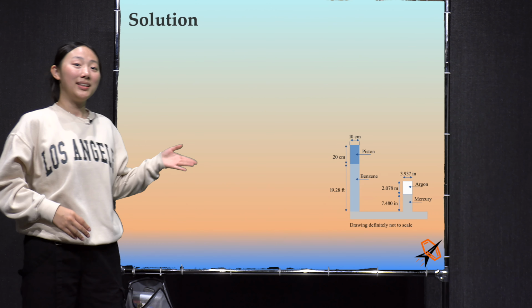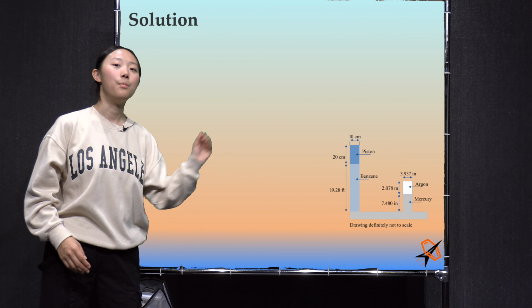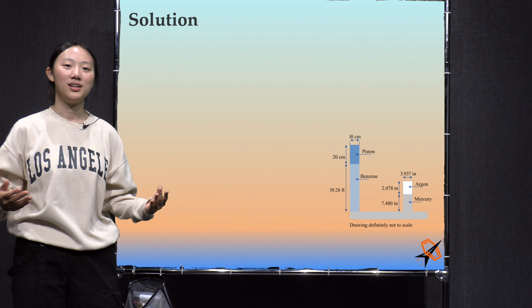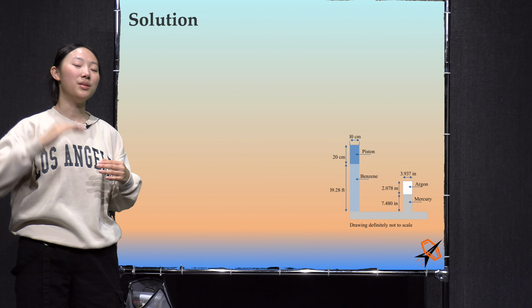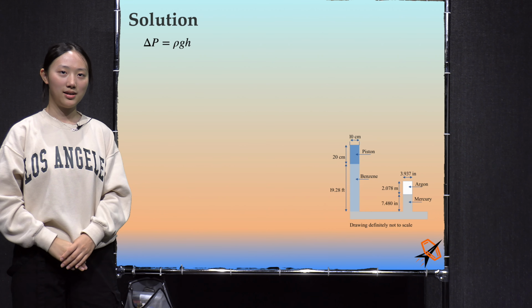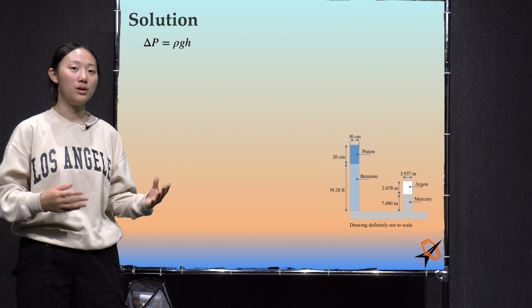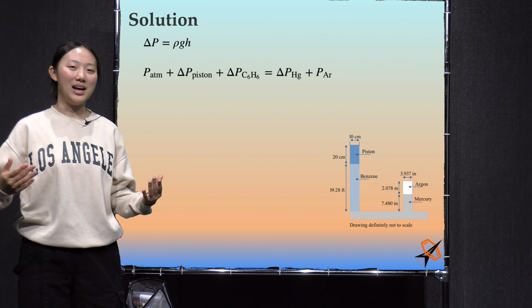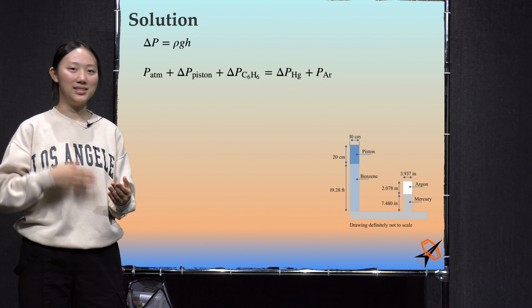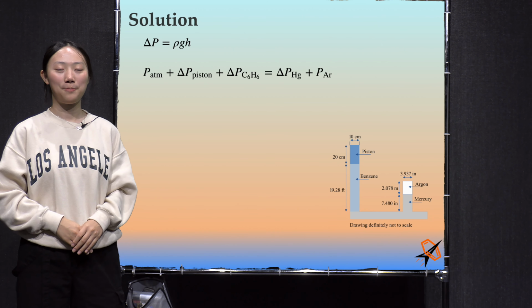Because the mercury completely fills the horizontal reservoir, the pressure at the bottom of the two columns must be equal. Also, as a reminder, the change in pressure from the top of a column of fluid to the bottom is ρgh. Anyway, since the pressures at the bottoms of the two columns of fluid are equal, we can just add them up and set them to be equal. P atmosphere plus delta P piston plus delta P benzene must equal delta P mercury plus P argon.